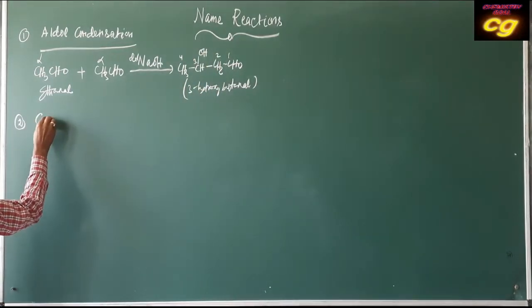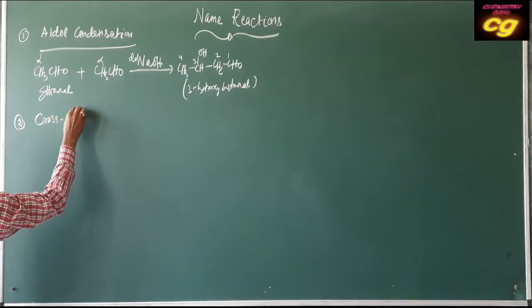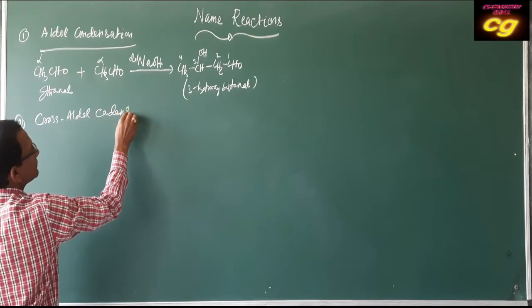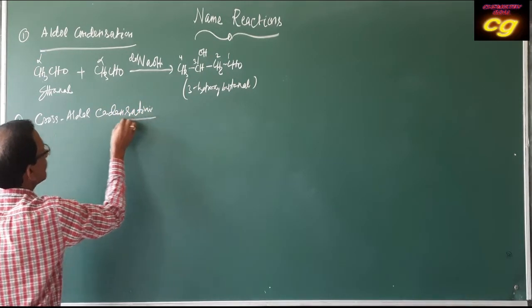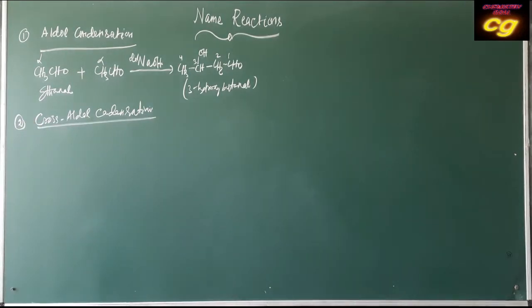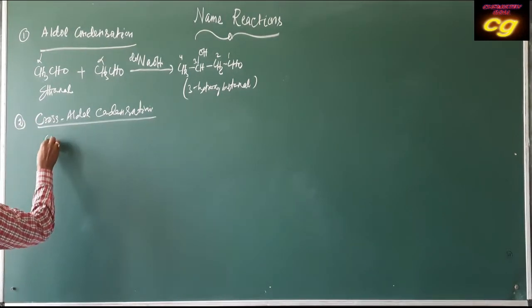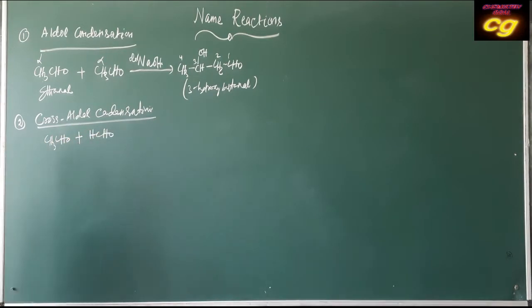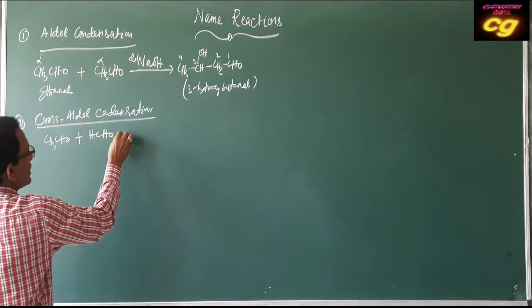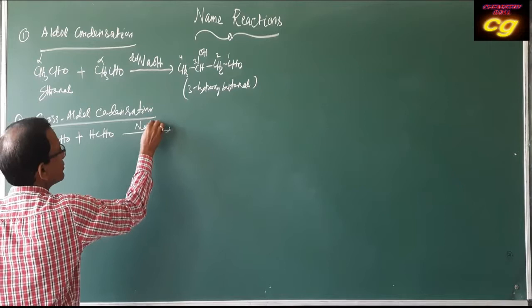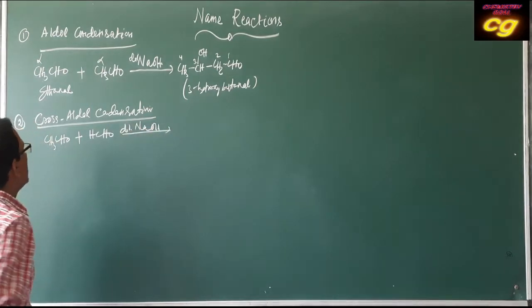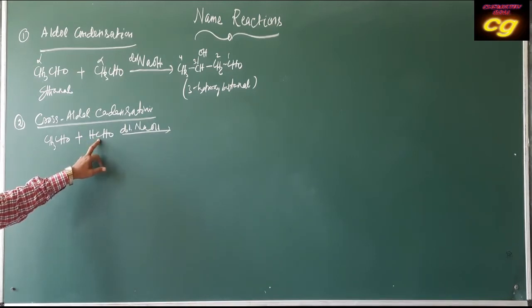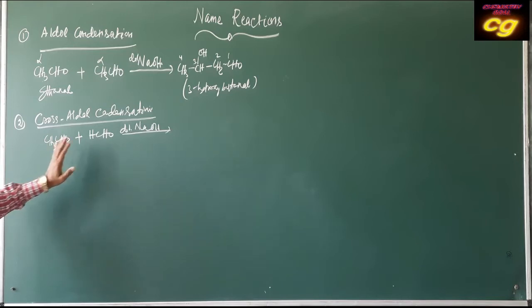Now cross aldol condensation. What is cross aldol condensation? Here different groups will be taken. For example, you take CH3CHO plus HCHO. Different groups will combine. That is called cross aldol. Same sodium hydroxide, dilute medium, then product. Here, which will give hydrogen? You have to see. HCHO has no alpha hydrogen atom, while CH3CHO has alpha hydrogen atom. So first you have to take this one.